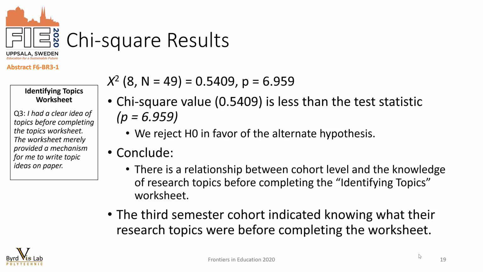Chi-square results indicate a p-value of 6.959. So we reject the null hypothesis in favor of the alternate hypothesis and conclude there is a relationship between cohort level and the knowledge of research topics before completing the identifying topics worksheet. The third semester cohort indicated knowing what their research topics were before completing the worksheet.